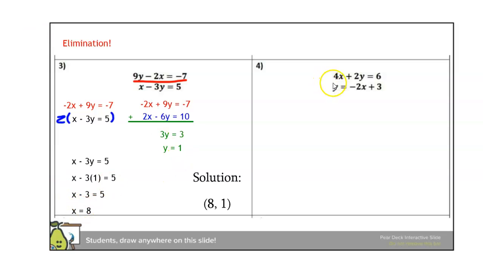All right, let's take a look at number 4. In number 4, you're going to choose your method, and one of the methods should jump out to you right away. Try to figure out which one it is, and then come back to see if you got it right.